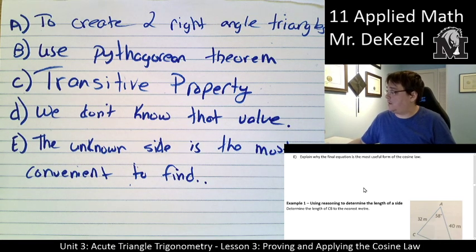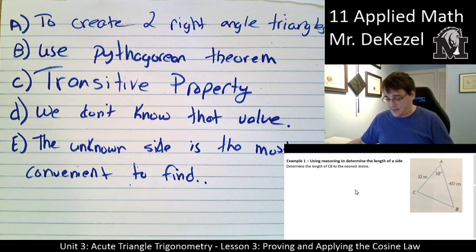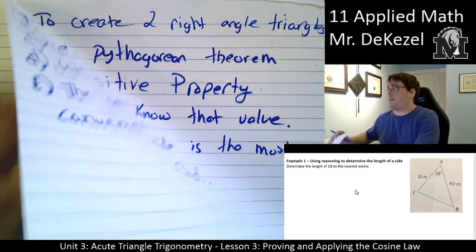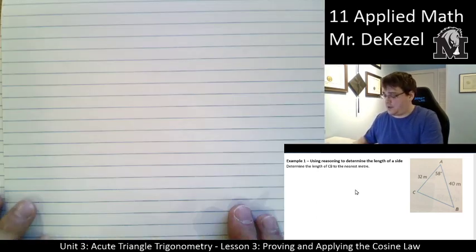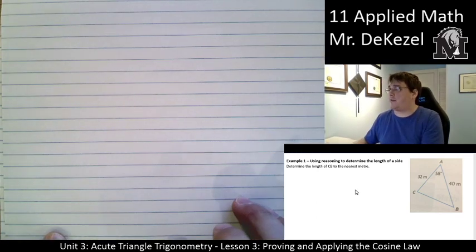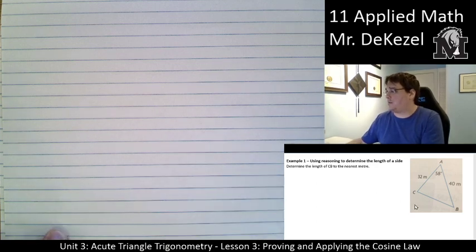Okay. Let's do an example that's actually using it. So we have this triangle. You're going to use it in the next section as well, so make sure that you can flip back and forth. But we want to determine the length of CB, this side right here. So we're going to call that side A, small a.